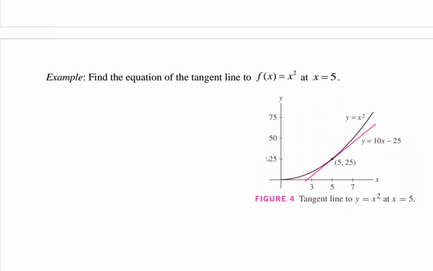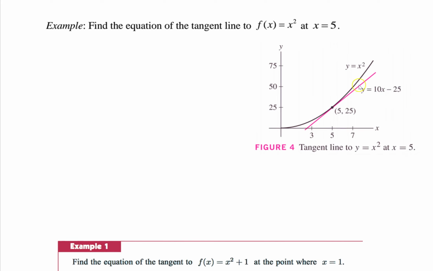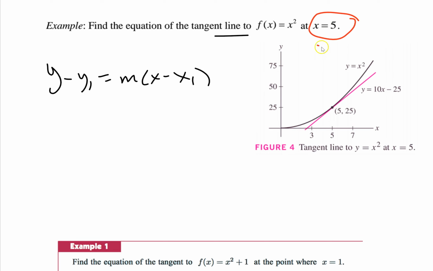So let's do an example. Here's the picture. We're going to find the equation of the tan line to x squared at x equals 5. So I want that pink line right there. The first thing I do: I want an equation of a line? Easy. y minus y1 equals m times x minus x1. That's how you always find the equation of a linear line. And you have your x1 right here, so that's your 5.